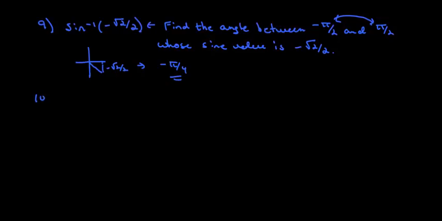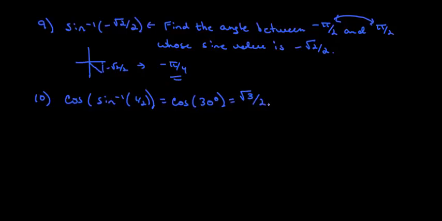Problem number 10 has us determine the cosine of the arc sine of 1/2. Well, the arc sine of 1/2, that's a 30-degree angle. And the cosine at 30 degrees is square root of 3 over 2. Let's circle my answers here as we go through.